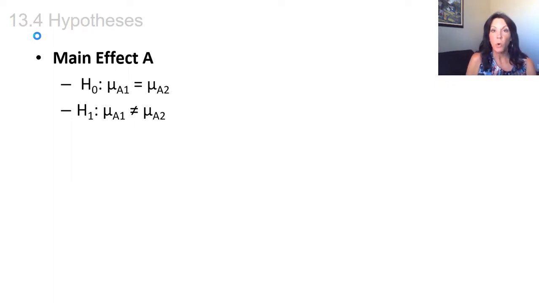Now, if I had more levels, I could have more means in my hypotheses. So I would have the mean of A1 is equal to the mean of A2 is equal to the mean of A3, etc. But in this case, we only have two levels.